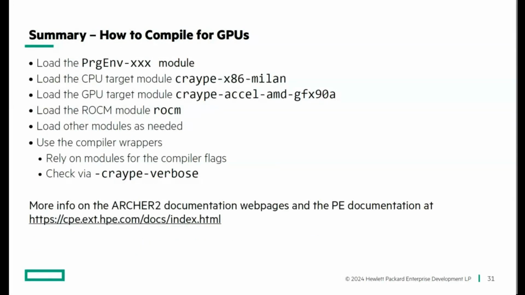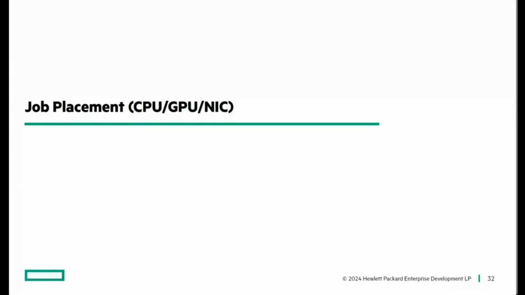So to summarize all of that, we have the high-level program environment module, so you can use Cray or AMD, the CPU target module, the GPU target module, the ROCm module, and then of course you can load any other modules for other software you have. And the wrappers are hopefully making your life easier. A lot of these things I'm talking about will be documented, I hope, today. I'm not sure when it went live, documented on the ARCHER2 website. There's been a lot of work going on by people in the CSE team to put that together.